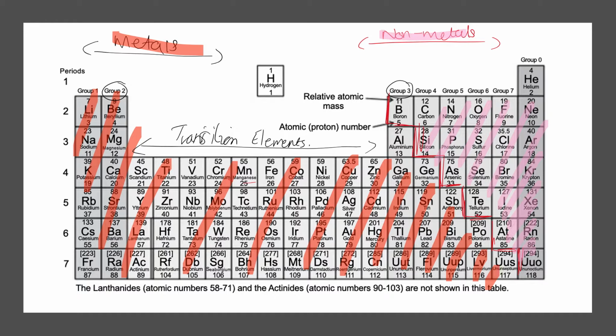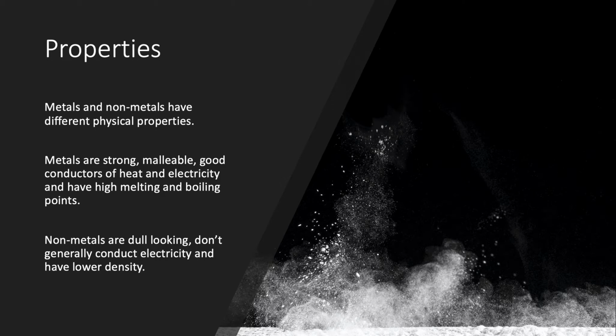Now we're going to have a look at some of the properties of metals and non-metals. So metals and non-metals have different physical properties, and that is the way that they look. Some look like this, and some are solids, some are gases at room temperature. So metals are strong, malleable, good conductors of heat and electricity, and have high melting and boiling points. And then on the other hand, non-metals are dull looking, they don't generally conduct electricity and have lower density.